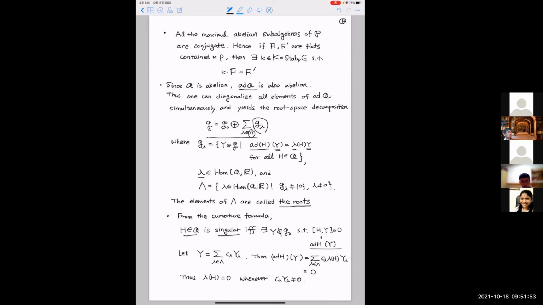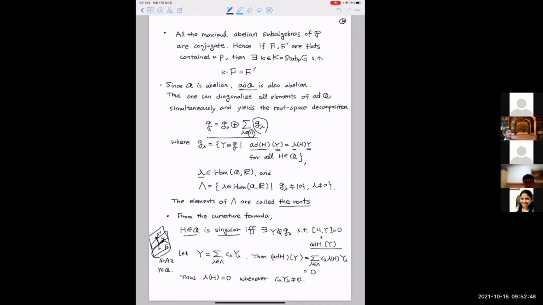Because if you think of the definition of the singular geodesic, here is the geodesic, here is a maximal flat F, and there is another maximal flat F prime. If F is A, that means Y is in A. Then there is another flat F prime which commutes with Y. So you can think of this picture.